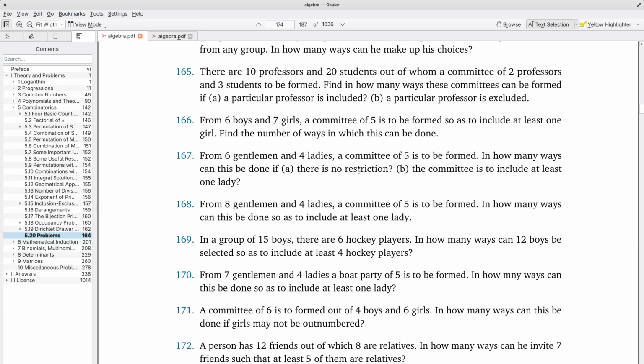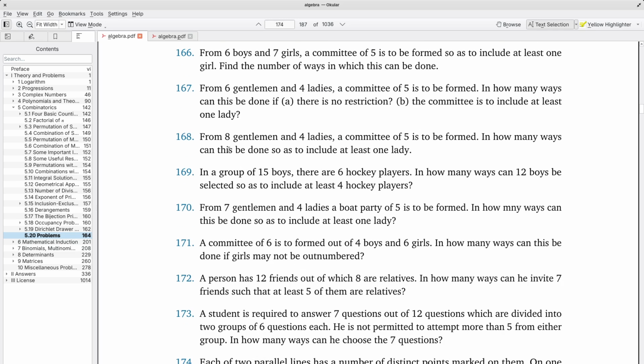Similarly, like part B, you could have solved question 166, I believe. Question 168, I'm not sure though, you will have to take care.